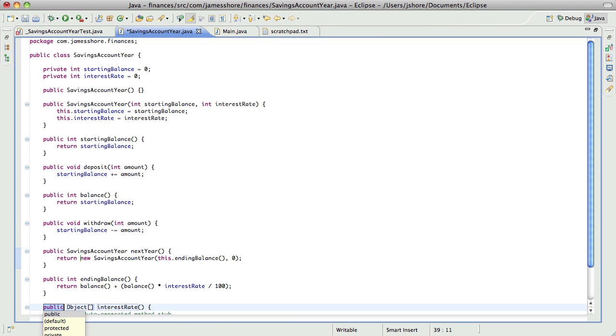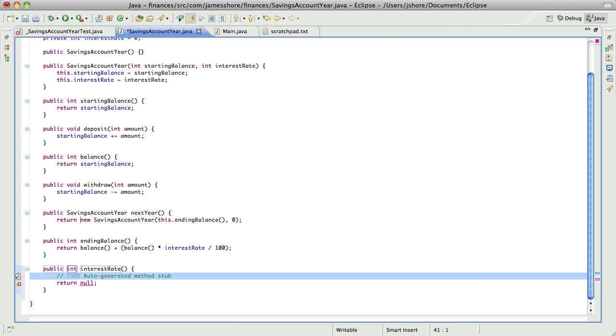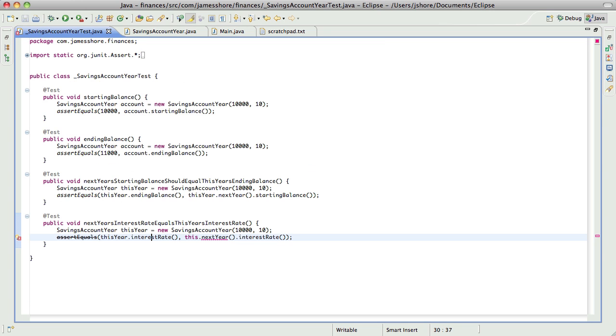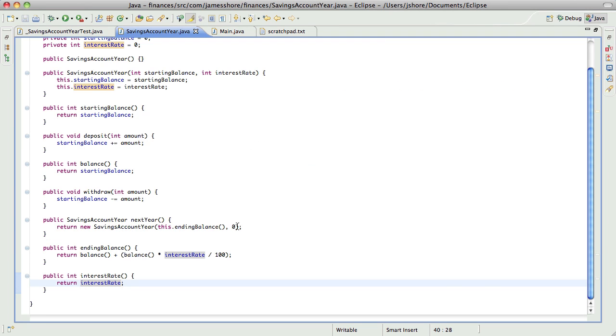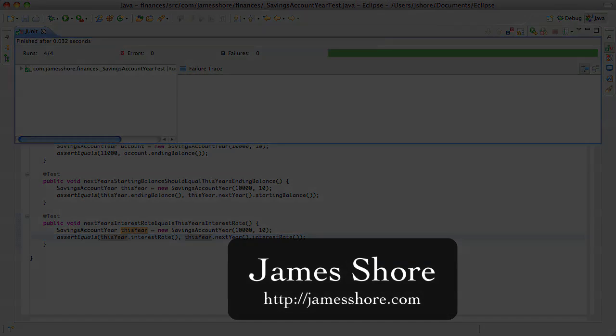Okay, let's create that interest rate method. And it's going to be int. And it's simply going to be interest rate. This year dot next year. Okay, that should work. No, it's not going to work because I've got it hard-coded to a 0. But as soon as I put in the interest rate here in the constructor, that should work. All right.